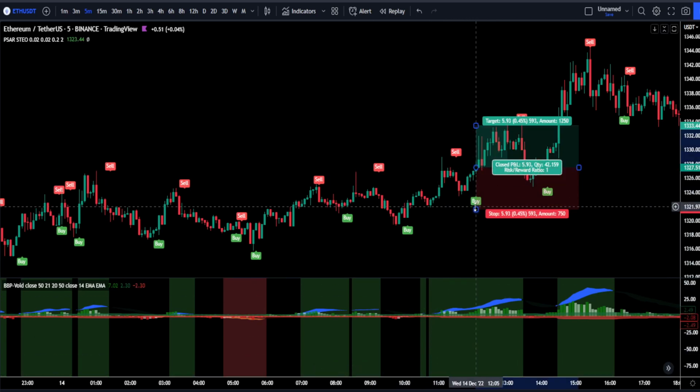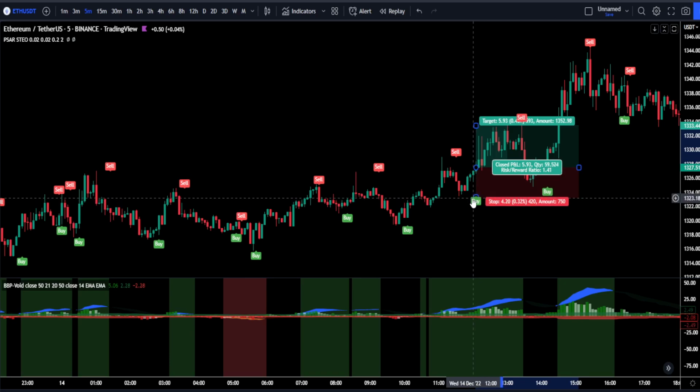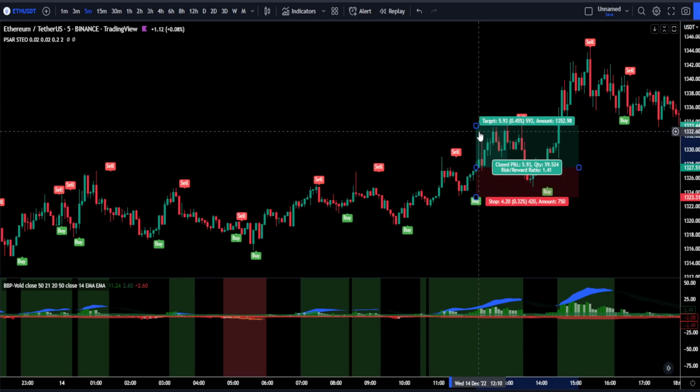Our stop loss will be set at our most recent swing low. And as for the take profit, you can target 2 or even 3 times the risk.